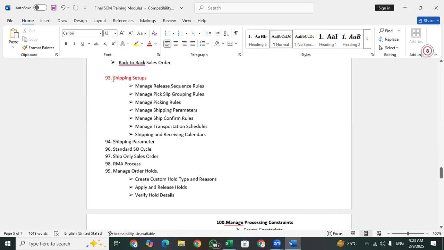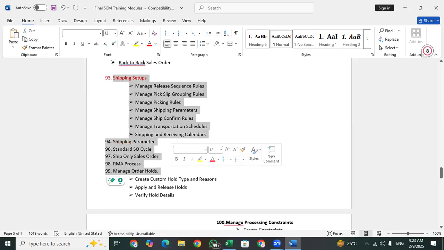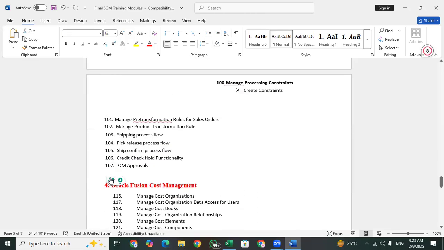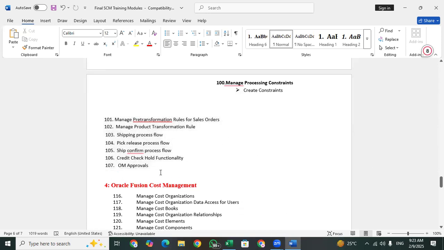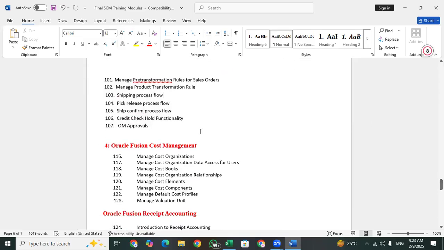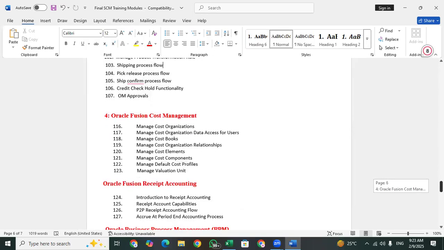Where we need to give those conditions, those conditions come into the picture here. So there are rules and approvals, OM approvals, order management approvals. Those approvals come into the picture of order management approvals and credit check functionalities. At the time of creating the sales order, is the customer maintaining the amount or not? That will be discussed here. It's all about the setups.